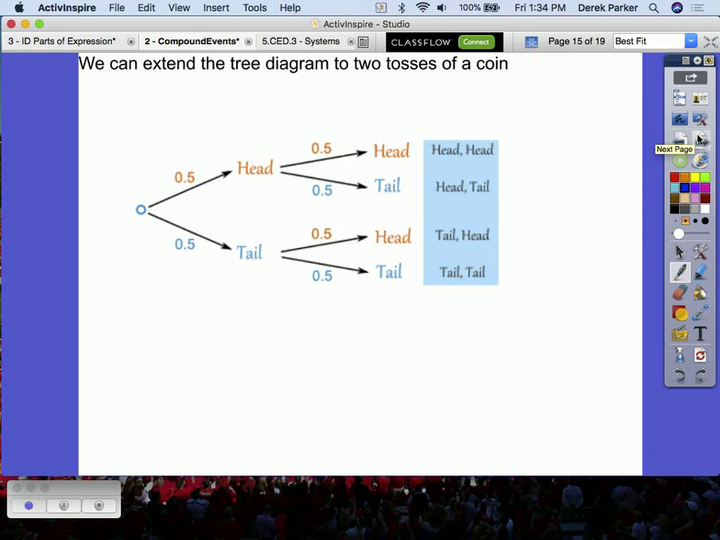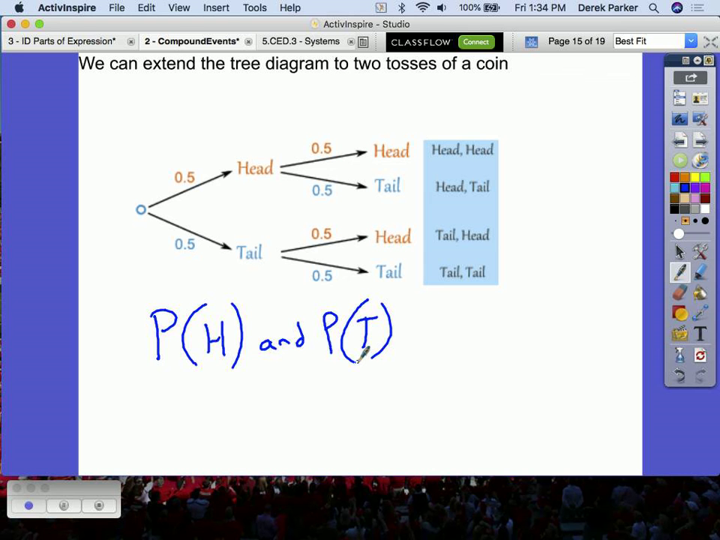On the next one, we can extend the tree diagram to 2 tosses of a coin. Heads is still a half. And then flipping it again, you're either going to go heads, a half probability, or tails, half a probability. So now we are going to take this tree diagram and use what's there to find the probability of going heads and the probability of tails next.